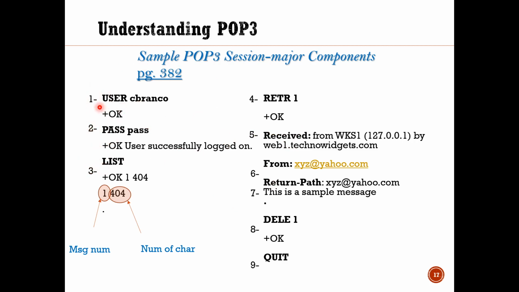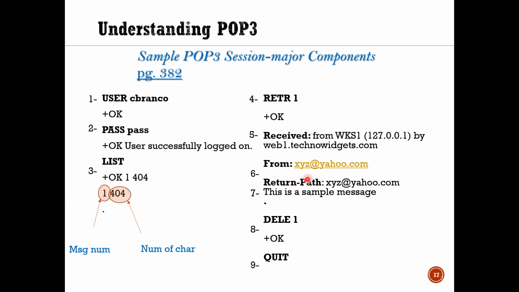Numbering these commands from 1 to 9 doesn't mean that this is a procedure or a sequence of a process. Rather, this is just an example of how each of these commands is implemented. For example, when we say list, plus OK 404 here indicates the number of characters we are listing, meaning the size of the text. And here, this is the ID of the message. It could be message 1, message 2, 3, and so on.